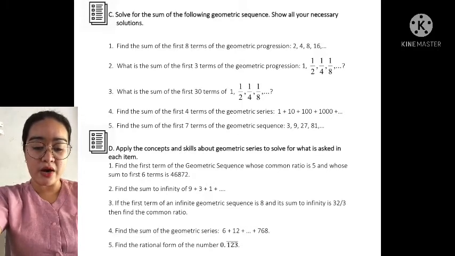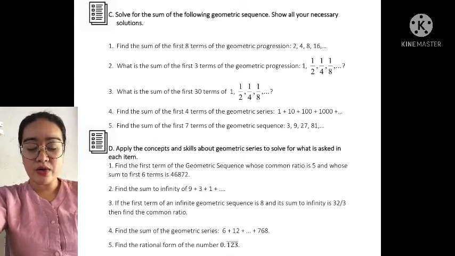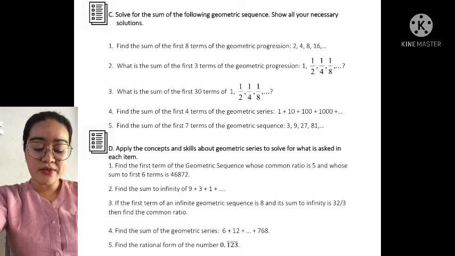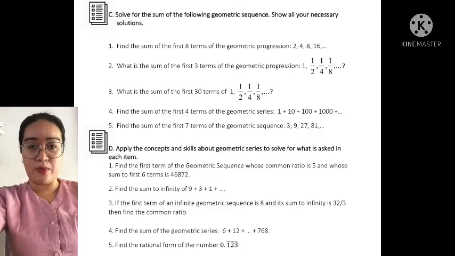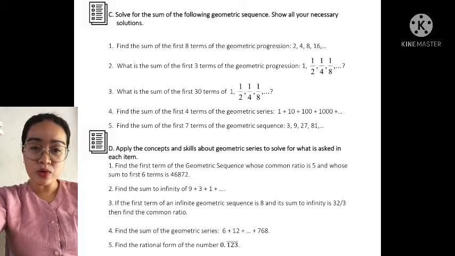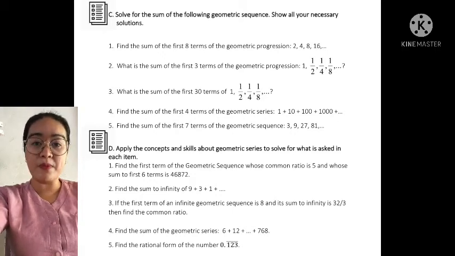Next, solve for the sum of the following geometric sequence. Show all your necessary solutions. So, write your complete solution here. Letter D, apply the concept and skills about geometric series to solve for what is asked in each term. You will write your answer on one whole sheet of paper, or bond paper.